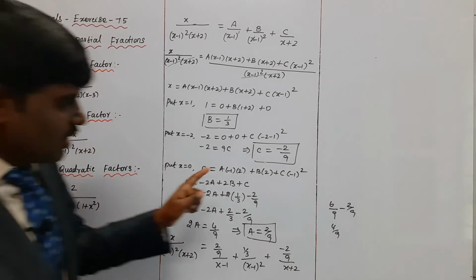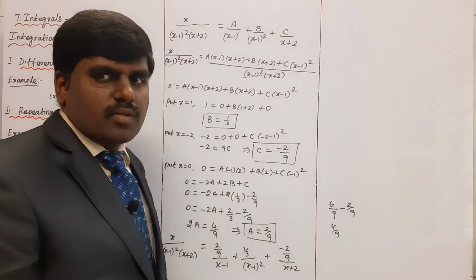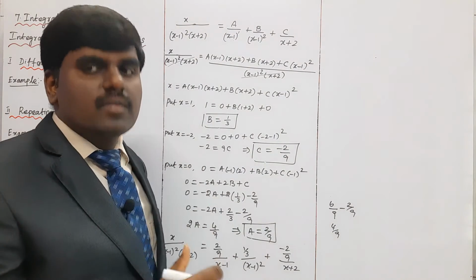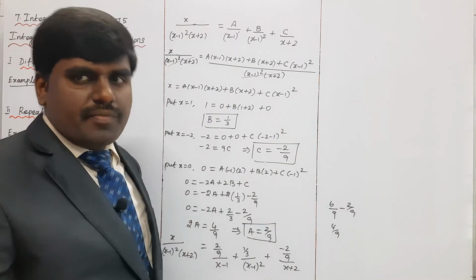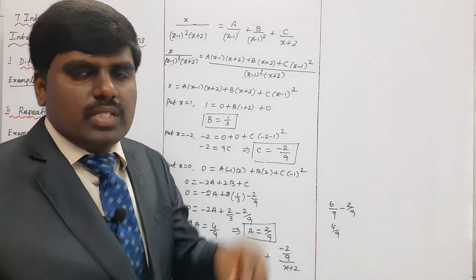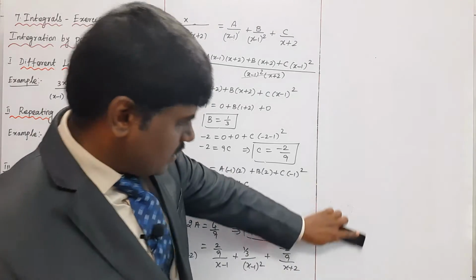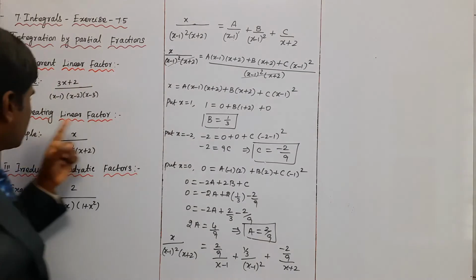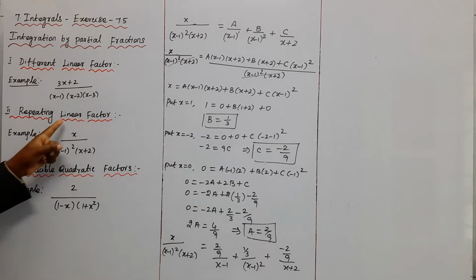Okay. So you find out the unknown constant values a, b, c. First you substitute the value of the factor. Next you take the coefficient method. Otherwise you are substituting any one value 0, 1, 2, 3, 4. Small values you will substitute. Is that clear? This type of problem is the repeating linear factor.